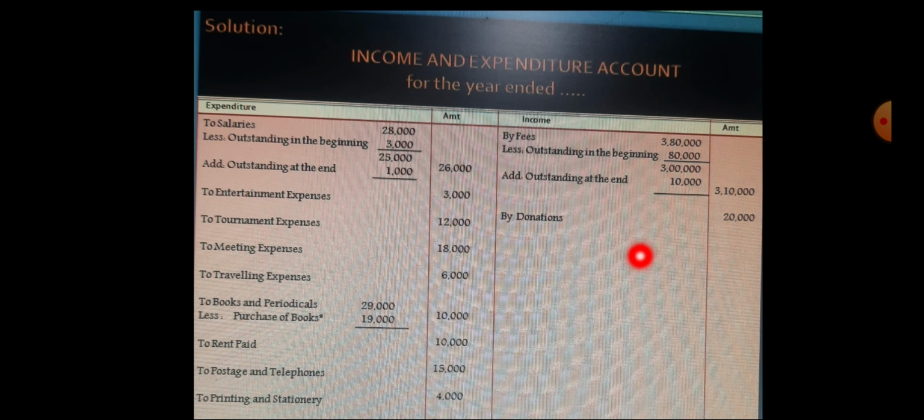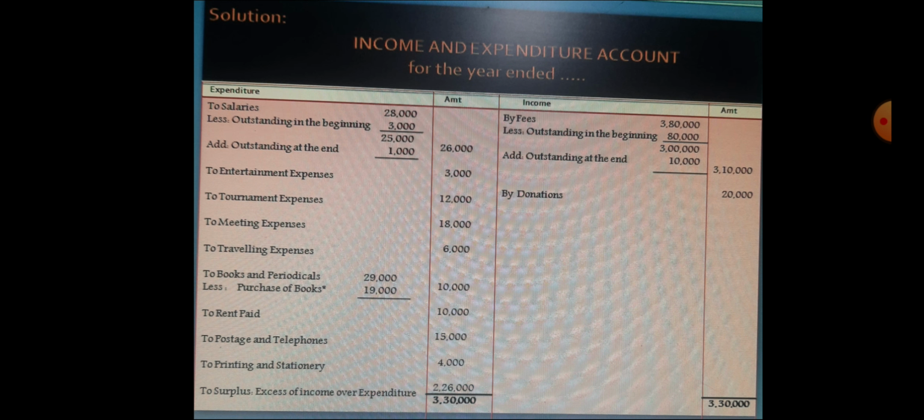Now what you have to do is make the total of both sides, the total of the income side and the total of the expenditure side. You can see that your income side is more, and the total of the income side is 3,30,000. The same total of 3,30,000 you will write in the expenditure side also. And when you deduct all the amount of expenditure, you will get 2,26,000. So your expenditure side, your debit side, is short by 2,26,000.